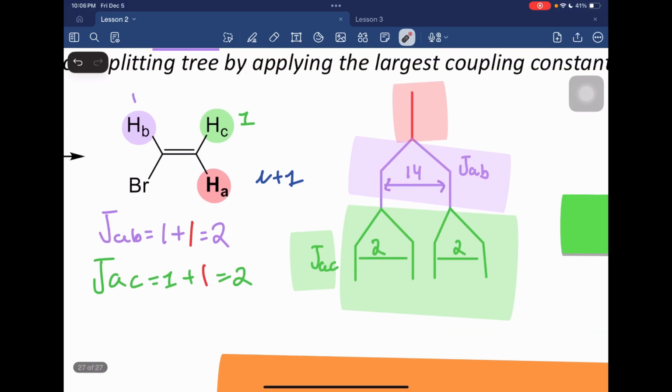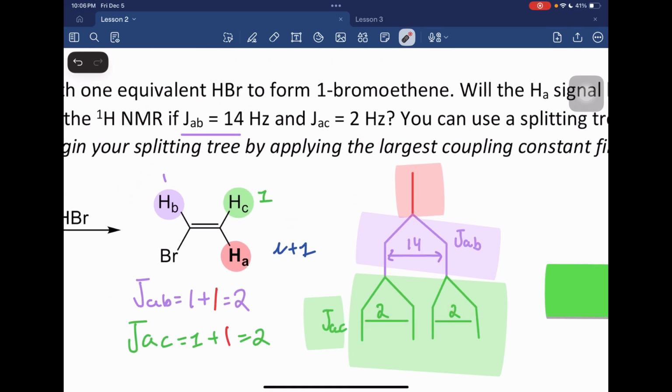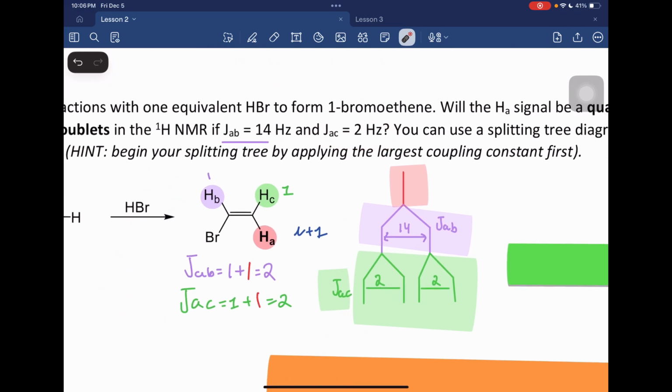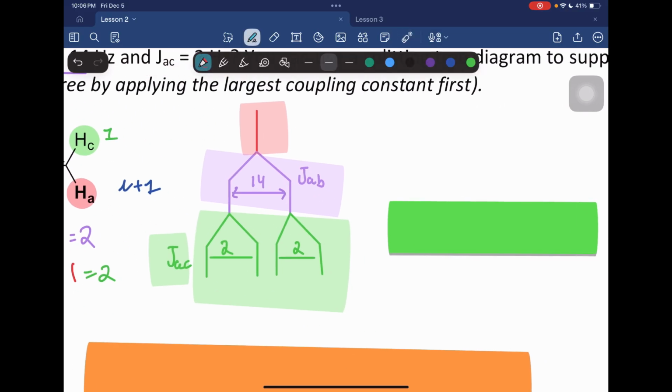So as we follow our tree, this is our HA. We split it into 2 because of the B, and now we're going to split it into 2 again because that is what the signal is telling us to do, by C. And then the distance between these is going to be 2. And we know that because JAC up here is 2HC. Okay, JAC is 2.